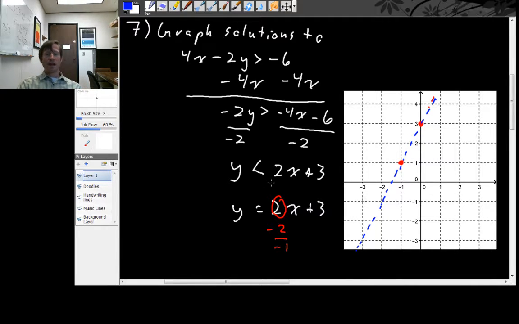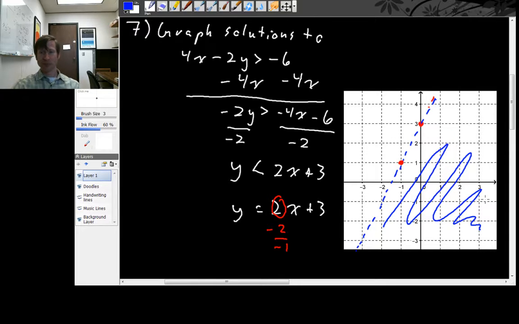All right, now we need to decide which side of the line we want, the stuff above or the stuff below. This inequality says that y, which is a height, should be less than the line, which is 2x plus 3. So the height is less than the line. That's the stuff below the line. So this side of the line is solutions to the inequality. All right, so there's our graph.